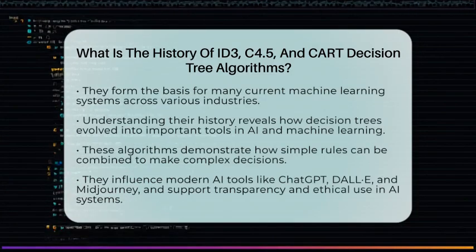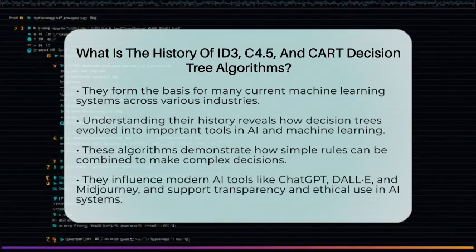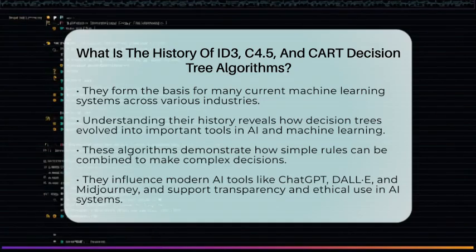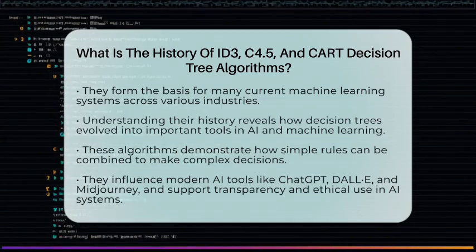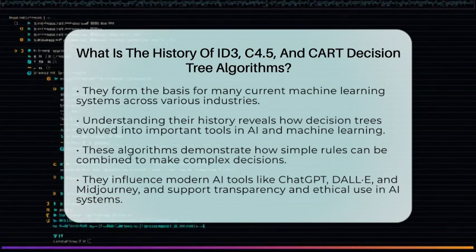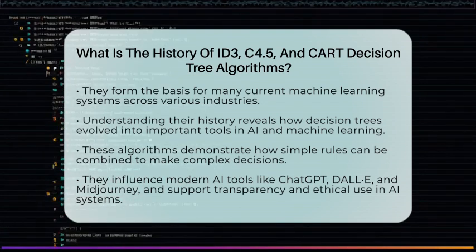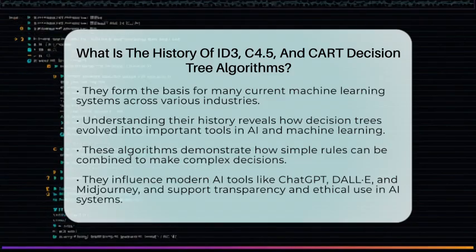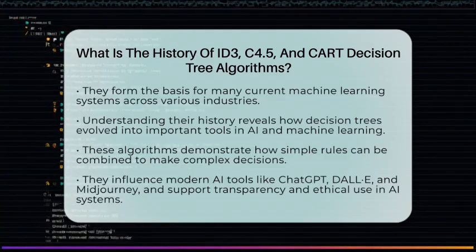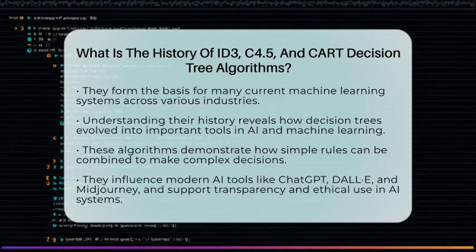All these algorithms mark important steps in decision tree research. They each brought new ideas to improve how computers learn from data, handle different types of data, and avoid overfitting. They are the foundation of many machine learning systems used today in finance, healthcare, and more. Understanding their history helps us see how decision trees became such a vital part of artificial intelligence and machine learning.